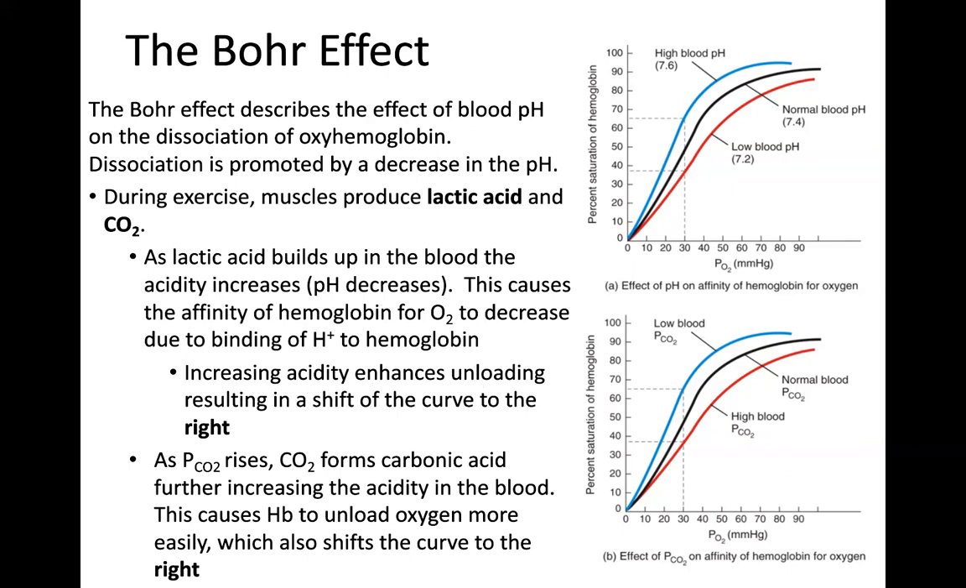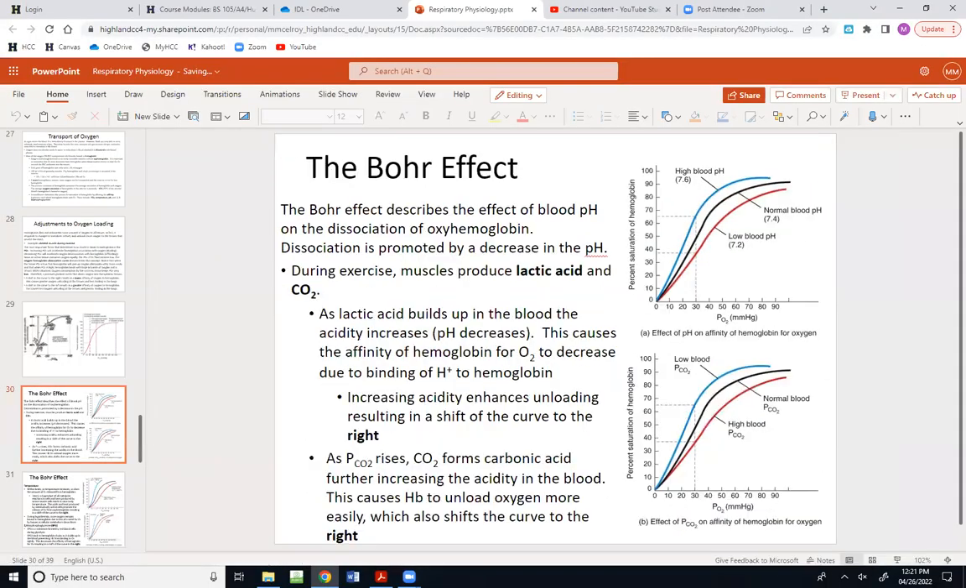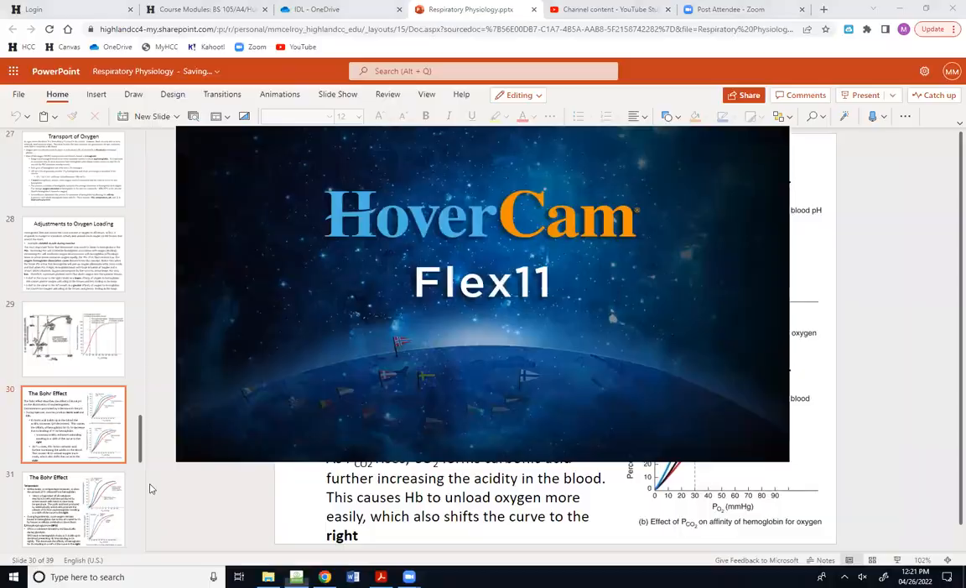Now as we produce more carbon dioxide, that PCO2 rises, and that forms carbonic acid, thus further increasing the acidity in our blood, which promotes more oxygen unloading from hemoglobin. And that's why any higher PCO2 levels in our blood also shift the curve to the right. Okay, so to help keep our heads straight, let's just write it out.